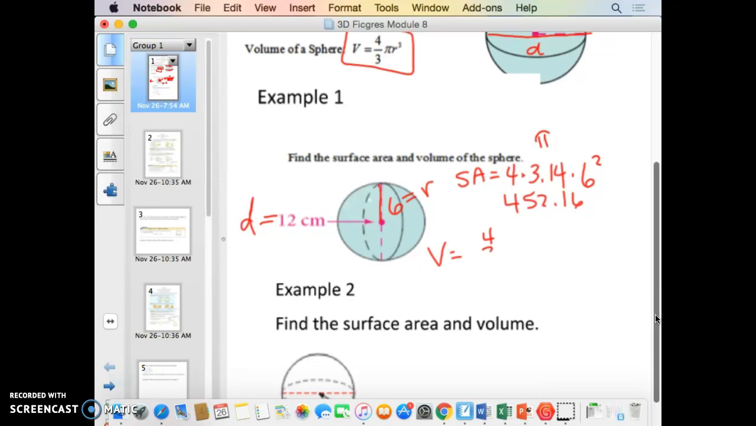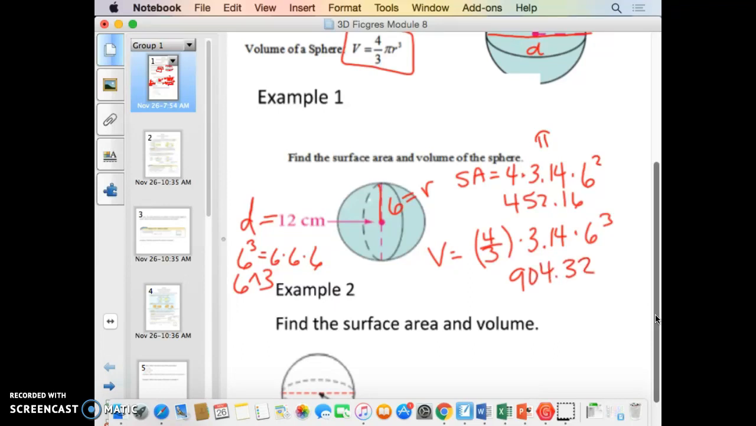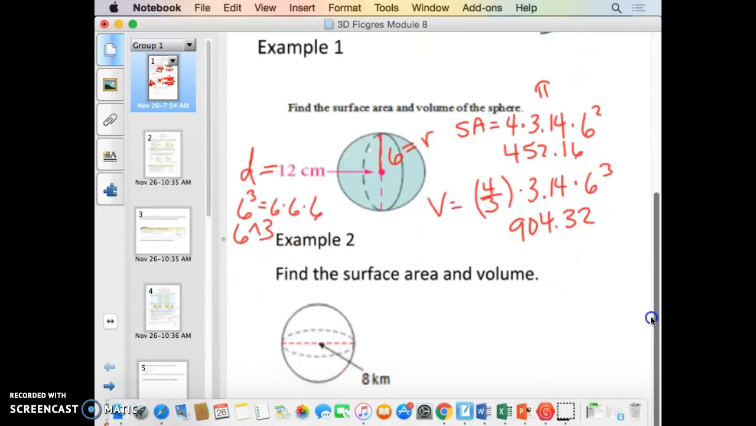Now I'm going to find the volume. Volume is 4/3. Now I'm going to put that in parentheses because I'm not going to use the fraction button, times 3.14 times 6 cubed. Now to cube a number, basically 6 cubed equals 6 times 6 times 6. Or you can use this little button that looks like this. You'll see it in your calculator. It is under the clear button on the far right. You type that in, the 3, and it'll give you the answer. All right, and what you should get if you practice is 904.32.